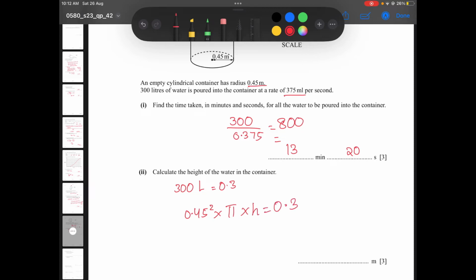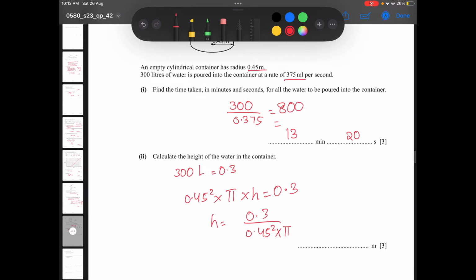So we just have to divide: h is equal to 0.3 divided by 0.45 squared times pi. Now why is this? This is because the base area times your height gives the volume of the container. So 0.3 divided by 0.45 squared times pi gives us 0.47 meters. So that's the correct answer for this question.